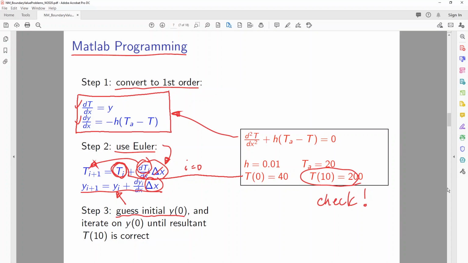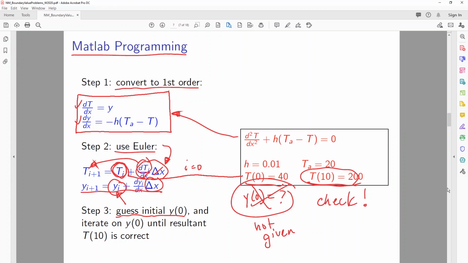We have to guess what that first yi is. Effectively, we don't know what the first y is. We're not given it in the problem. We're given this initial condition and this boundary condition, rather this end condition, but we're not given y0. So as a result, we have to guess this initial y0.